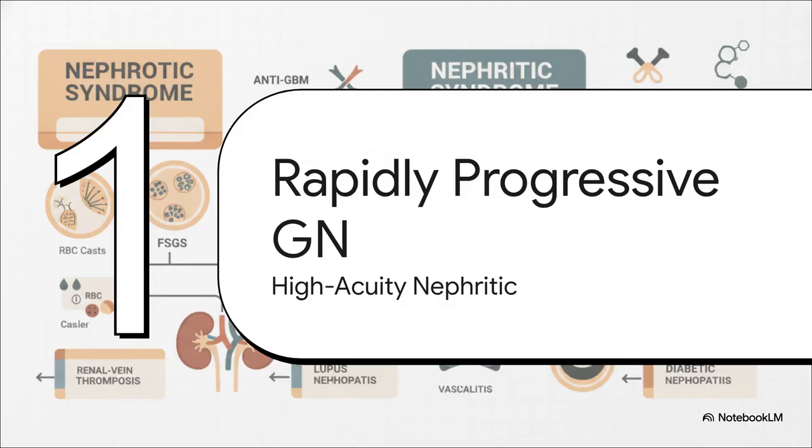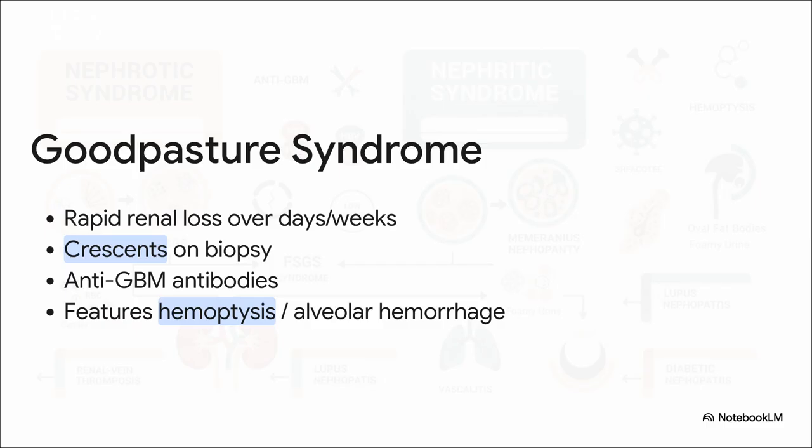Section 4. Rapidly progressive glomerulonephritis, high acuity nephritic syndrome. RPGN involves a rapid loss of kidney function over a matter of days to weeks. The defining feature on biopsy is crescents in the glomeruli. If you see this nephritic picture paired with hemoptysis or diffuse alveolar hemorrhage, suspect Goodpasture syndrome. It's driven by anti-GBM antibodies, meaning the immediate next step is plasmapheresis.